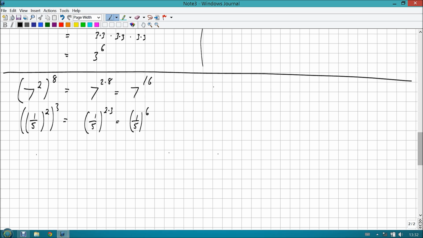What if we have 4 to the negative 5th power raised to the 9th power? Well, that turns into 4 to the negative 5 times 9, which is 4 to the negative 45.